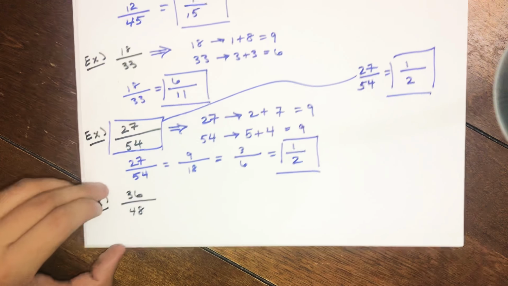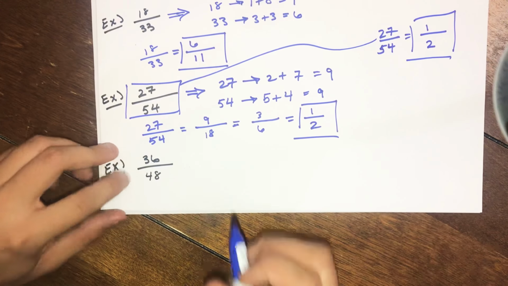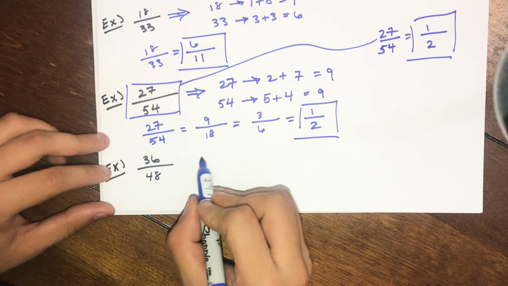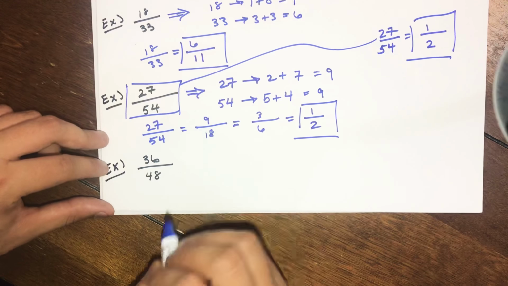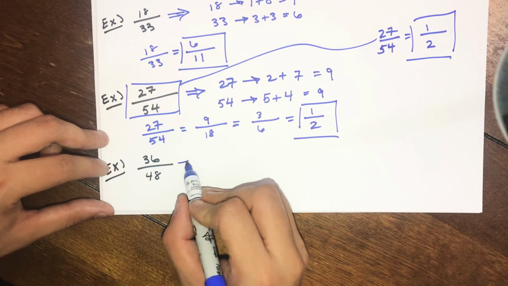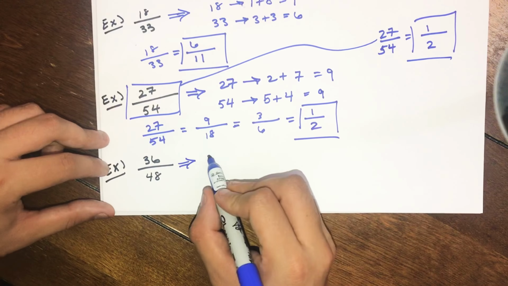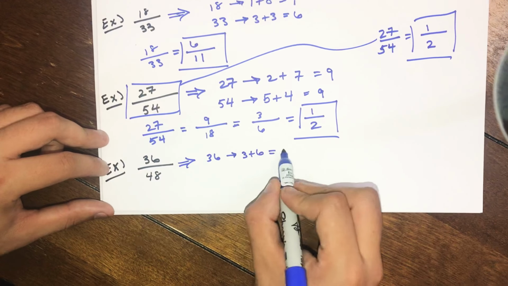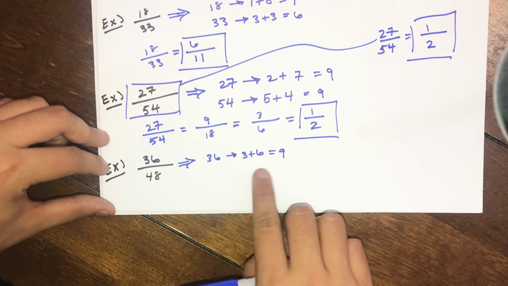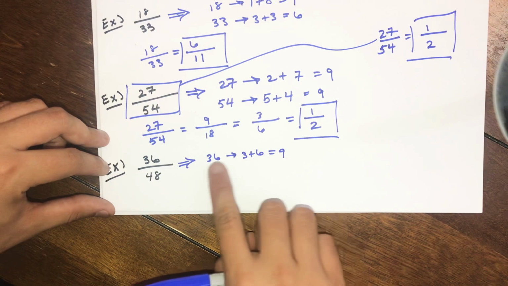All right, so last example, it's 36 over 48. Which maybe we'll do this the 3's way, and then we'll try it a different way. All right, so let's try the 3's way first. The 3's way is going to say, well, let's see. 36 is going to be 3 plus 6 equals 9. Okay, the 3 and 6 come from the 36.